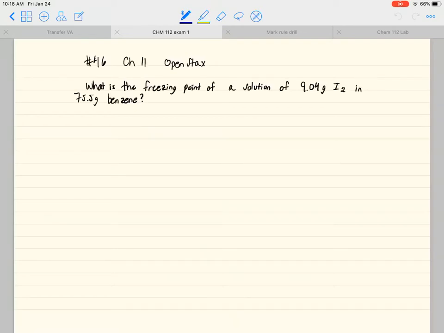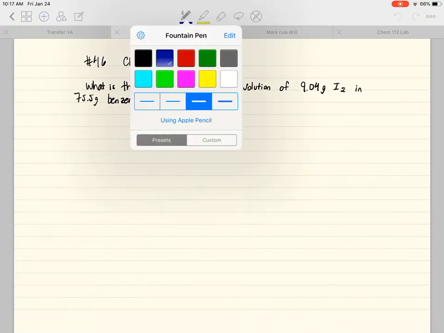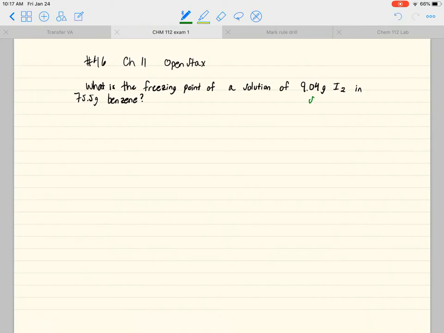Okay, we've got number 46 from Chapter 11, OpenStax, second edition. What is the freezing point of a solution of 9.04 grams of iodine? This is the solute because it's present in a lesser amount. In 75.5 grams of benzene. This is the solvent. It's present in more amount.